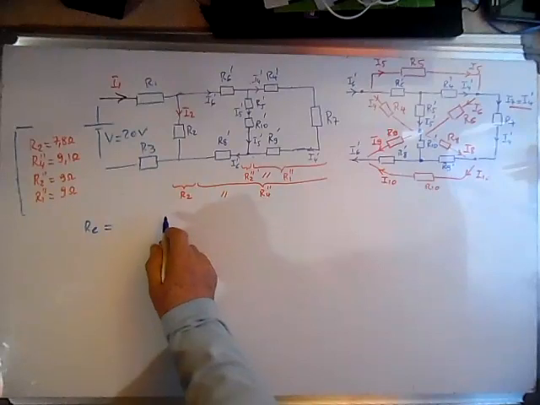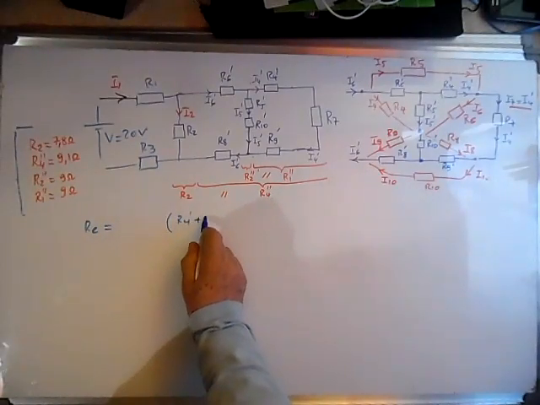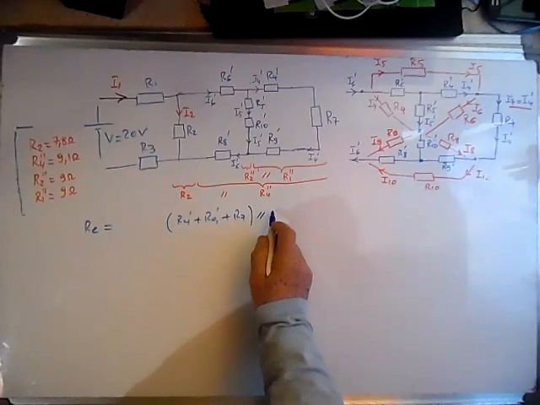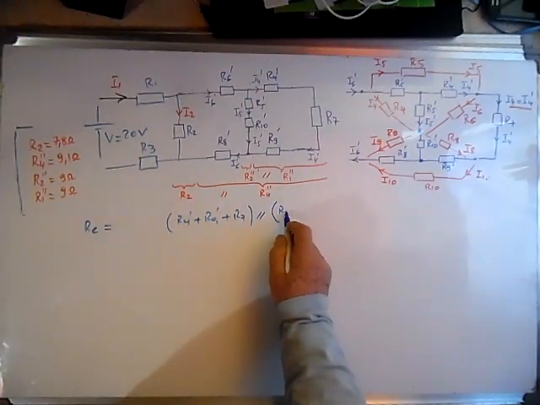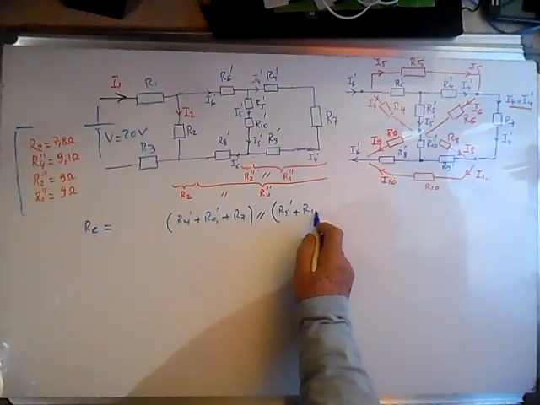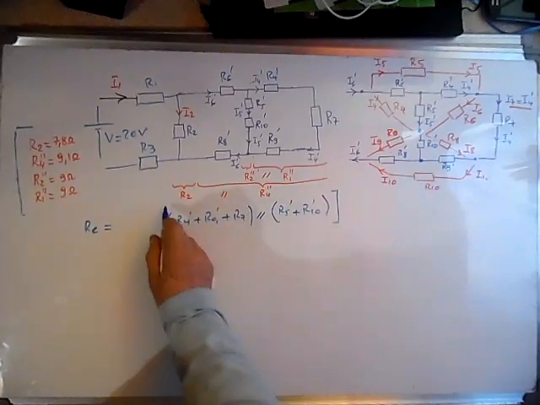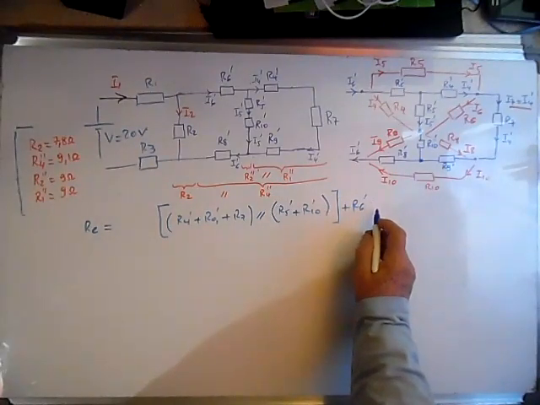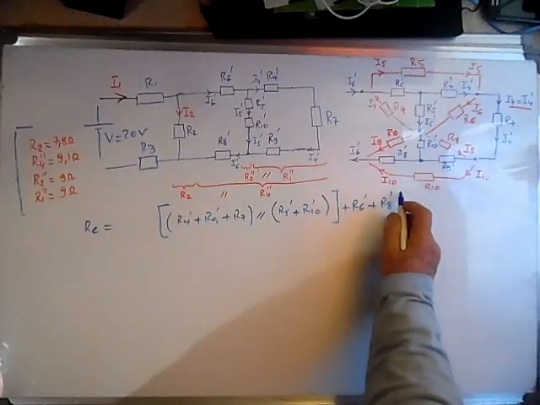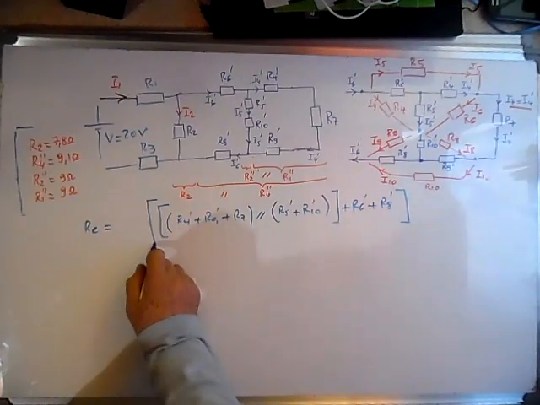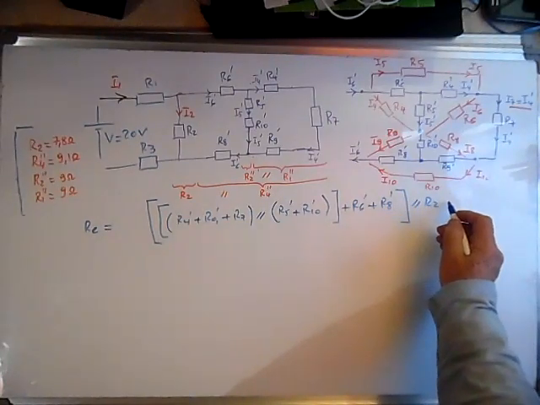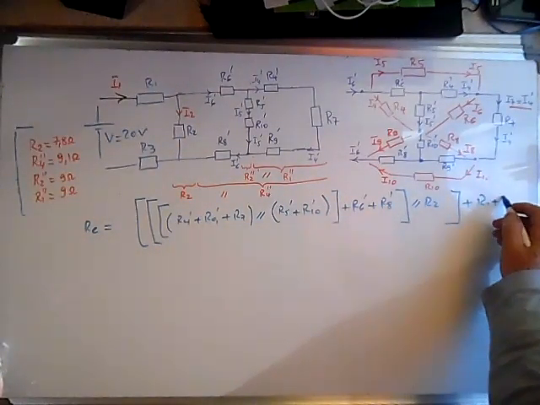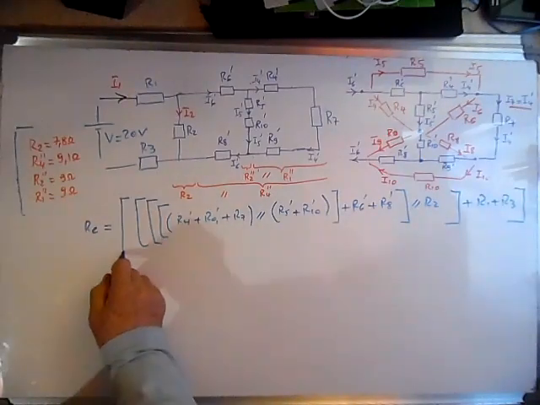We have these three that are in series, R4 prime plus R9 prime plus R7, in parallel with these two, R5 prime plus R10 prime. They are in series with these and these, plus R6 prime and R8 prime. And all of them are in parallel with R2 and later in series with these two, plus R1 plus R3. So we can now calculate the equivalent resistance.